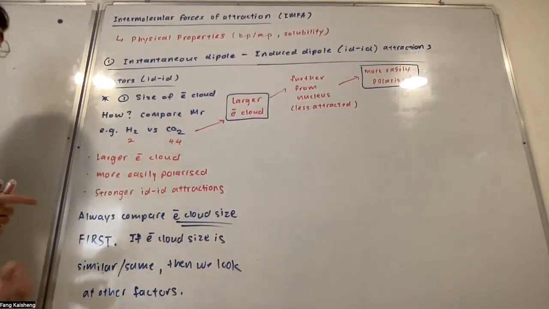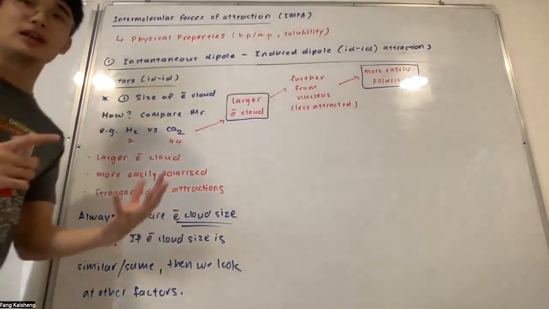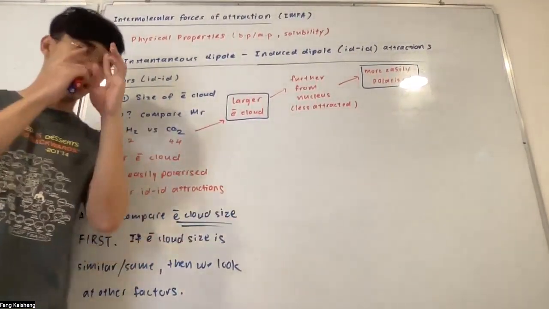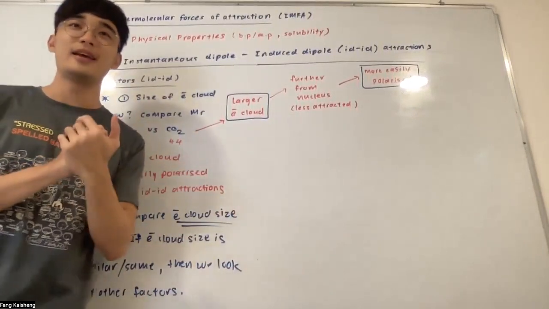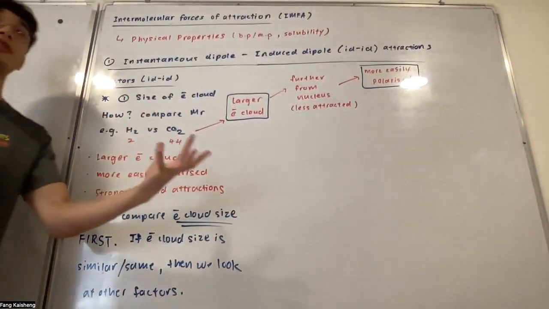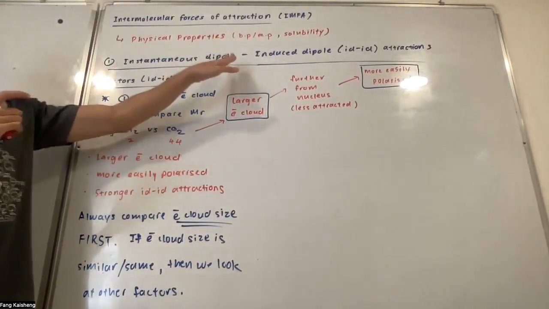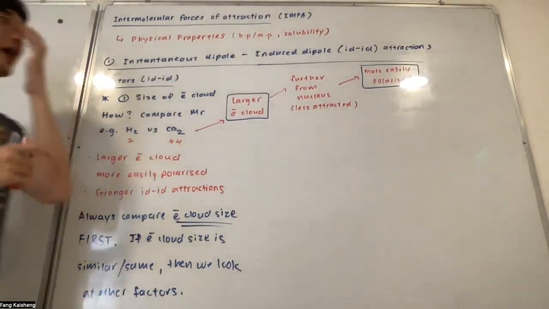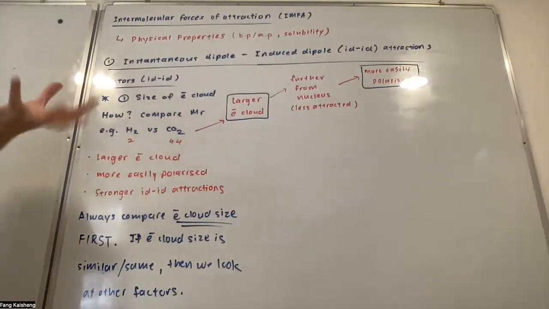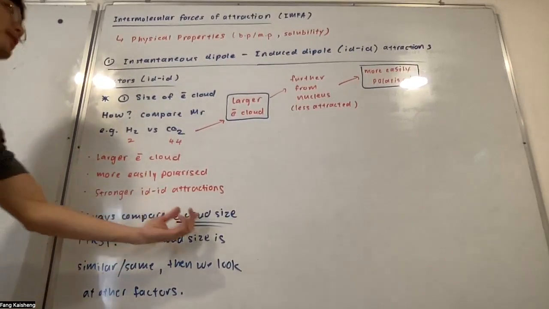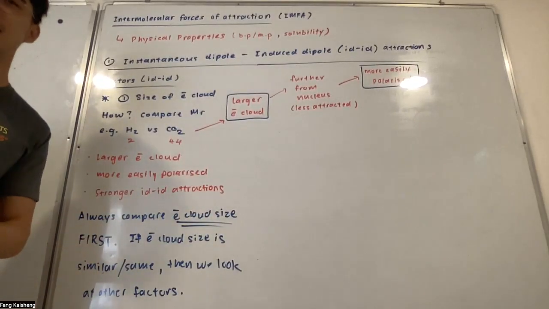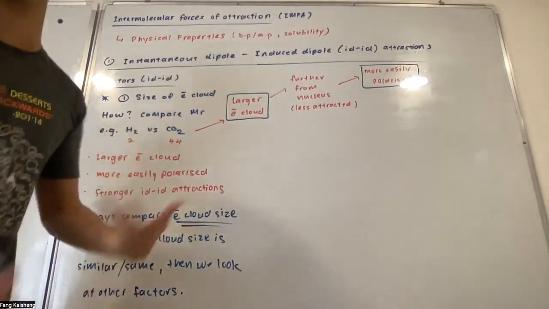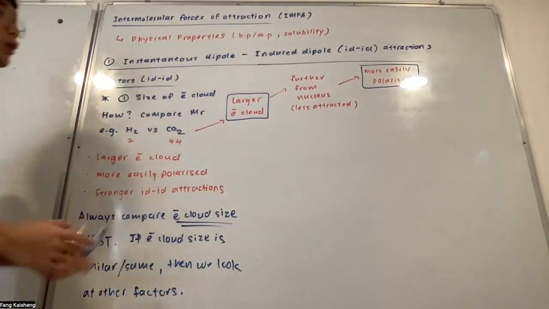Because guys, fundamentally, all molecules have what? All simple molecules have what kind of interactions? ID interactions. Can see that? And because all molecules have this basic interaction, you must always compare electron cloud size first. Later we'll see what the questions talk about. So we'll look at another scenario.